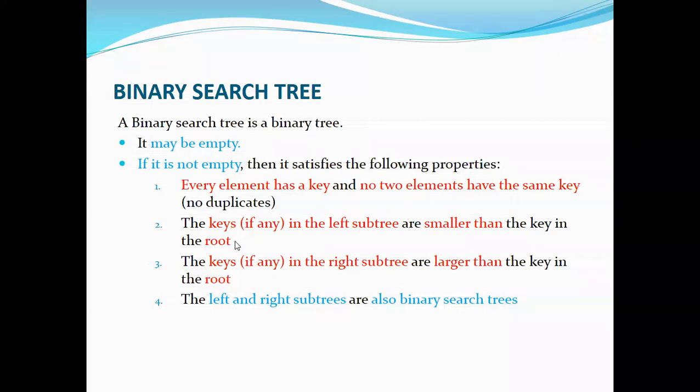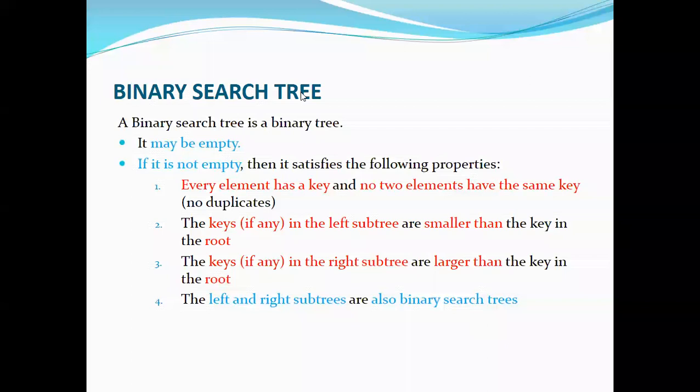The second condition is the keys in the left subtree are smaller than the key in the root, and the keys in the right subtree are larger than the key in the root. The key in the left subtree should be smaller than the root. The key in the right subtree should be larger than the key in the root. Then the left and the right subtrees are also binary search trees.